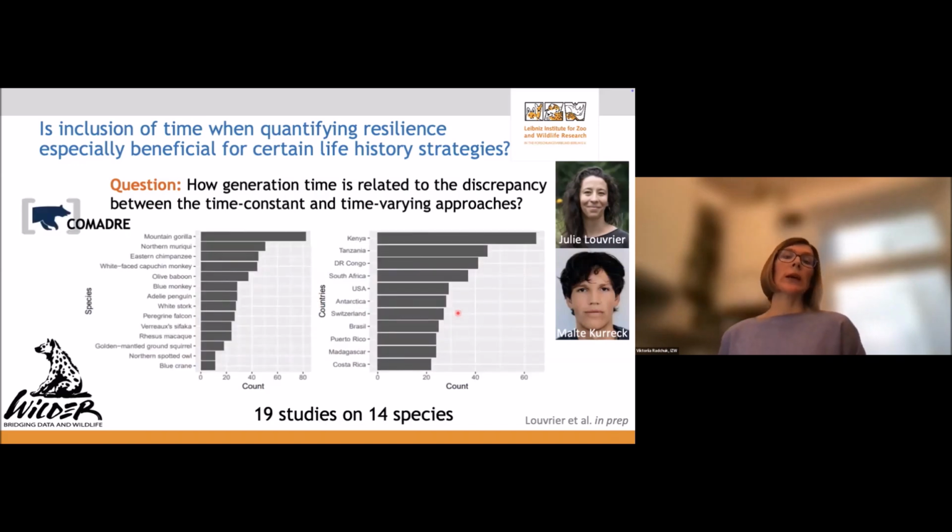And to answer this research question, we searched the Comadre data set, and we extracted the studies that were at least 10 years long. So they provided population matrices for each year for at least 10 years. And we excluded human studies. As a result of these criteria, we were left with 19 studies on 14 species.